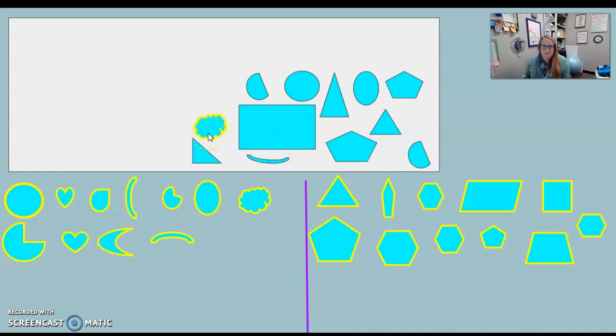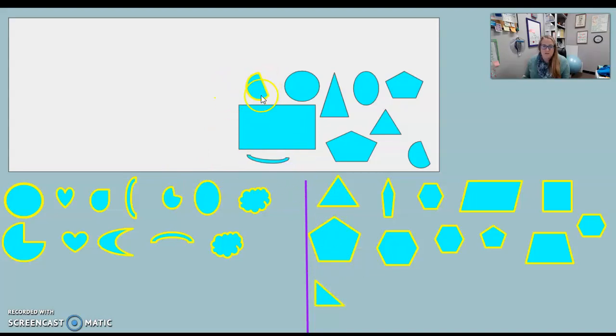What about this cloud? Is this cloud going to go over here? No. We already put one cloud over here, so let's put the other cloud with it. Let's keep them together. All right, what about this triangle? Is it going to go with the circle or the other triangle? Yeah, it's going to go with the other triangle, so let's put it over there.